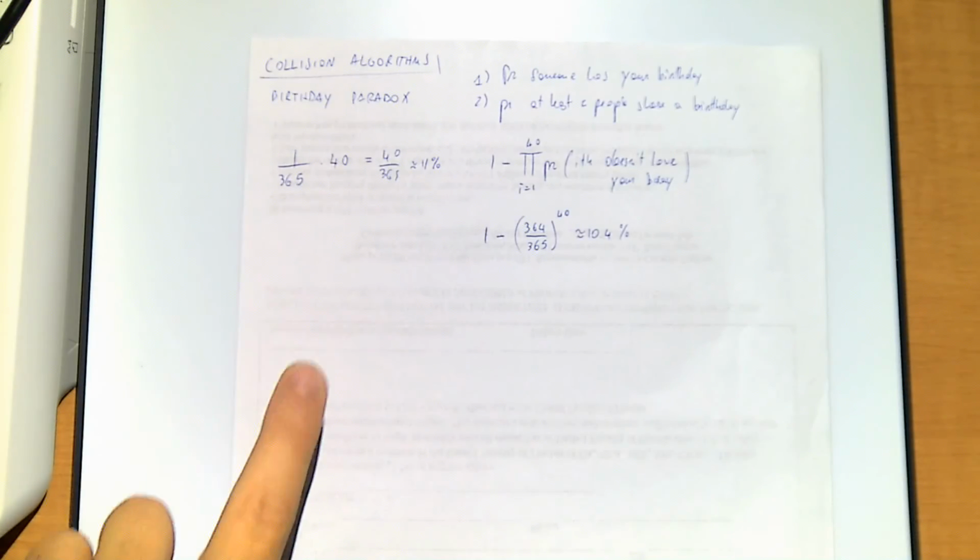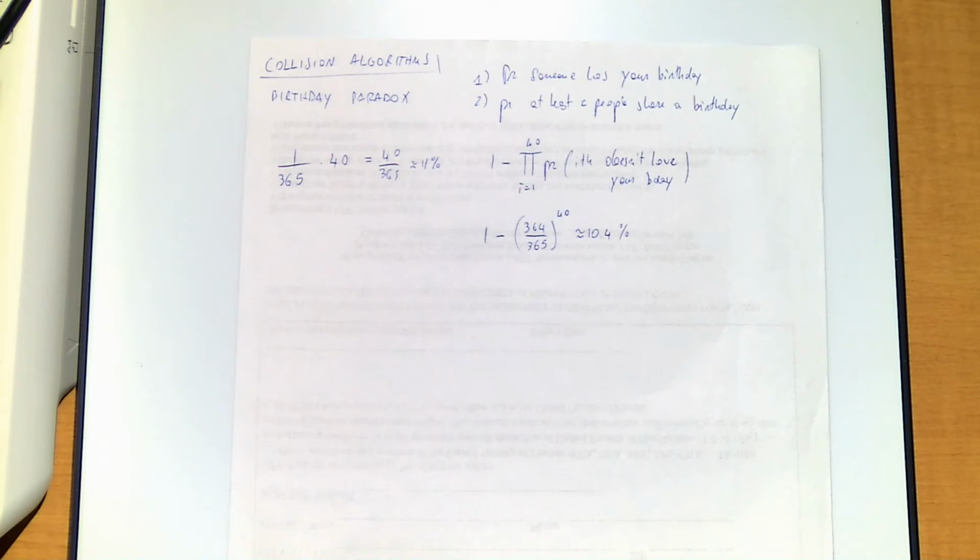So it's a little bit less than the 11% because the 11% was overcounting. Okay, so if you take 40 strangers at random, then you have about a 10% chance of someone having the same birthday as you, which kind of makes sense.